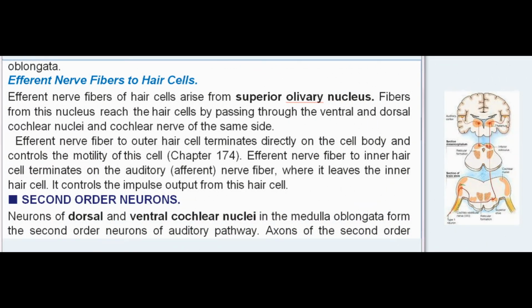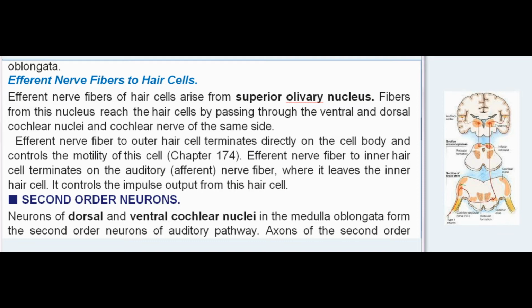Efferent nerve fibers to hair cells. Efferent nerve fibers of hair cells arise from superior olivary nucleus. Fibers from this nucleus reach the hair cells by passing through the ventral and dorsal cochlear nuclei and cochlear nerve of the same side. Efferent nerve fiber to outer hair cell terminates directly on the cell body and controls the motility of this cell, Chapter 174.